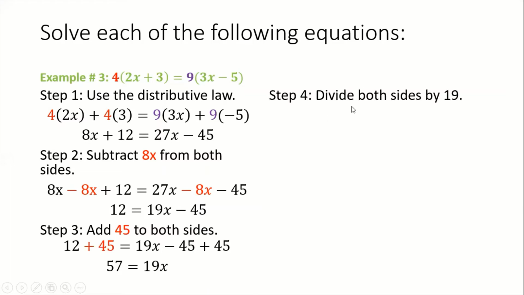How would you represent this in your book? You will represent this as 57 all over 19 is equal to 19x all over 19. At this stage, what are you going to do? You're going to simplify. So note that 57 divided by 19 will give us 3, and 19x over 19 will just leave us with x.